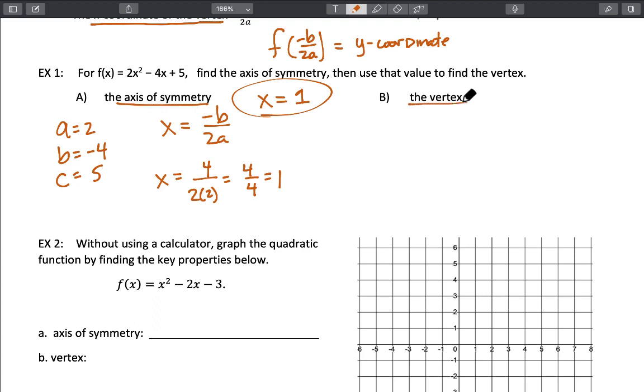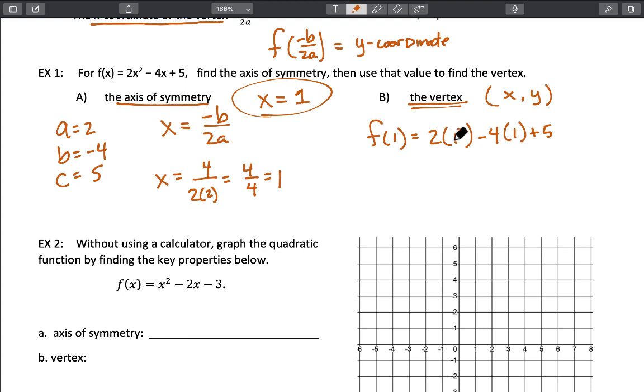Now, in order to find the vertex, we've got to find both the x and the y coordinate. Our x coordinate comes right from our axis of symmetry, and in order to find our y coordinate, we're going to evaluate our function for that value of x, which is 1. So let's substitute 1 in. Now we have 2 times 1 squared minus 4 times 1 plus 5. Be careful to follow your order of operations. We're going to square first.